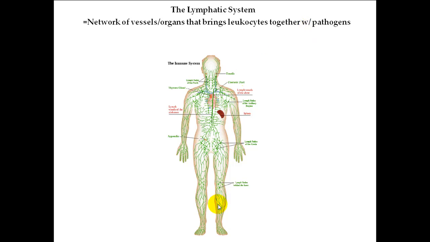And so all of the green here in this picture represents the lymphatic vessels. It turns out that there's a fluid that runs through all of these lymphatic vessels. The name of that fluid is lymph. And it's useful to have this fluid because as this lymph runs through the lymphatic vessels, that's what allows the pathogens and our white blood cells to come together.